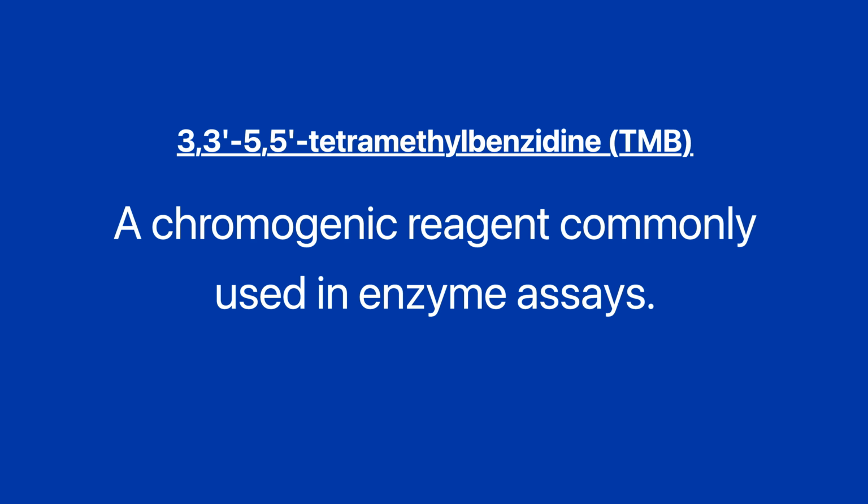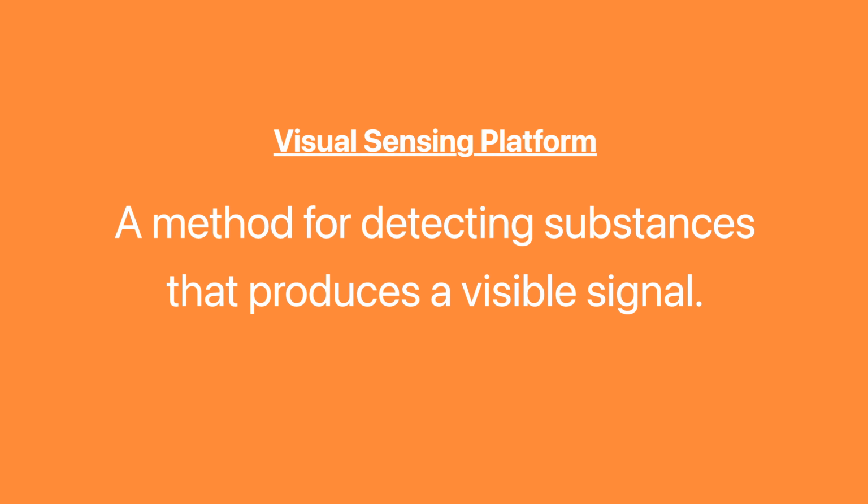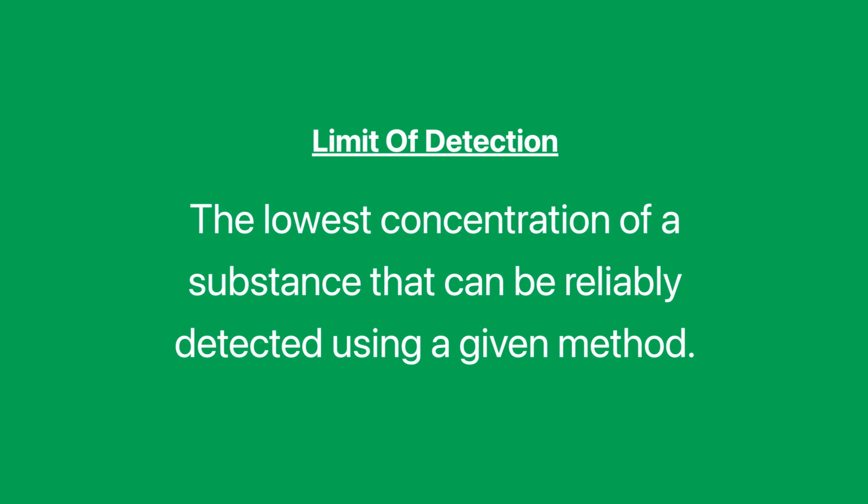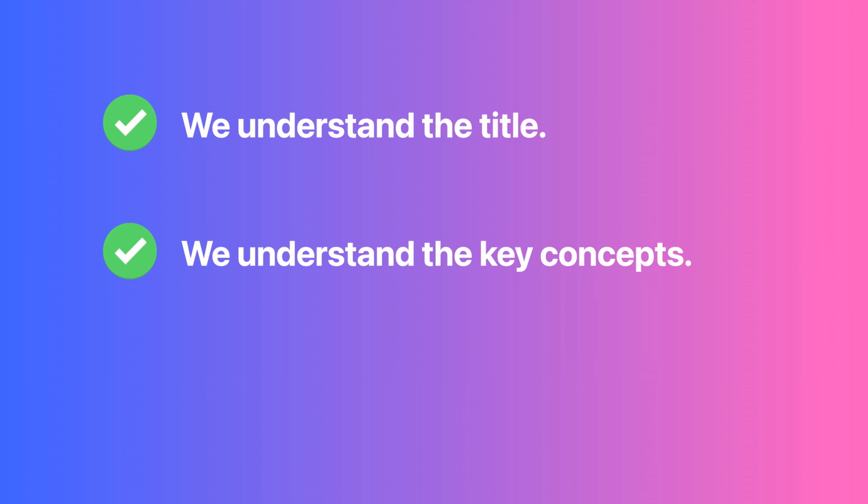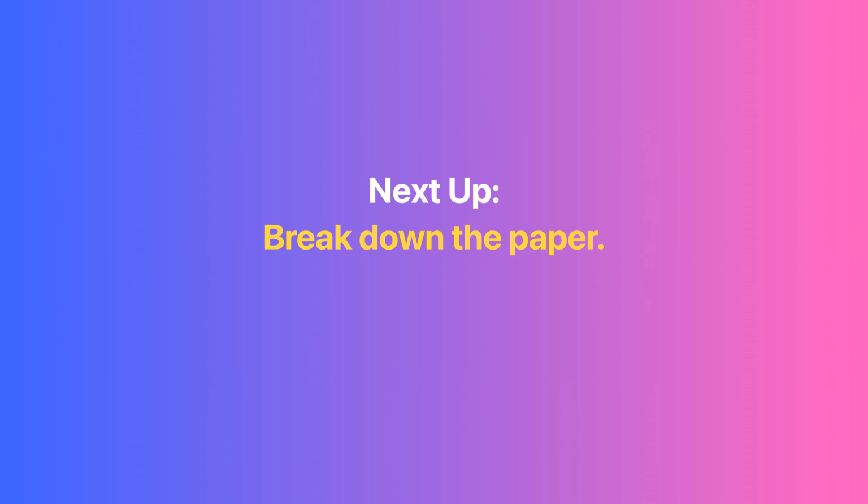3,3',5,5'-tetramethylbenzidine, TMB: a chromogenic reagent commonly used in enzyme assays. Visual sensing platform: a method for detecting substances that produces a visible signal. Limit of detection: the lowest concentration of a substance that can be reliably detected using a given method. Now that we understand the title and key concepts, we're ready to dive in and break down this paper.